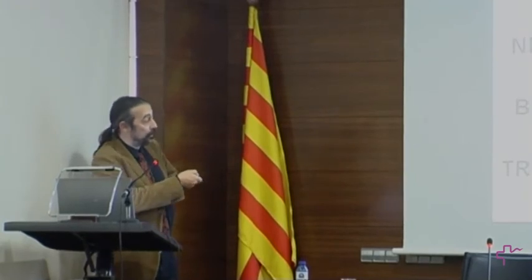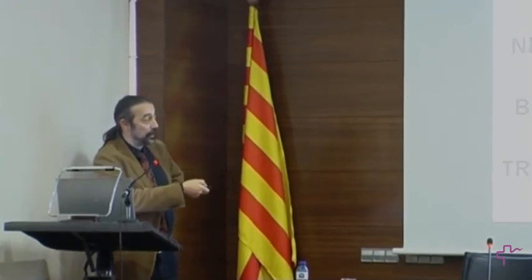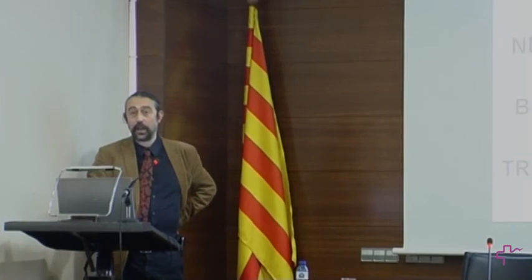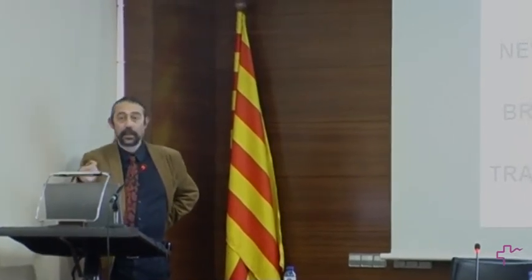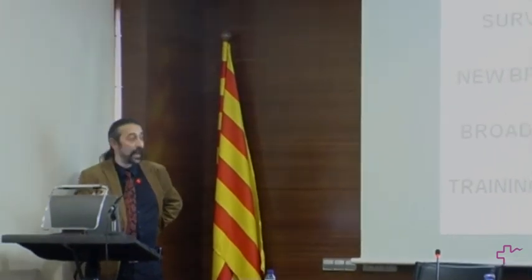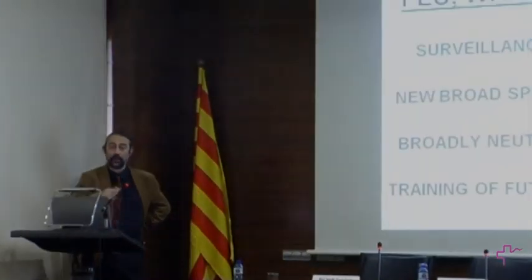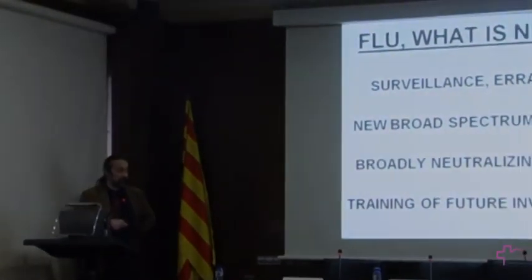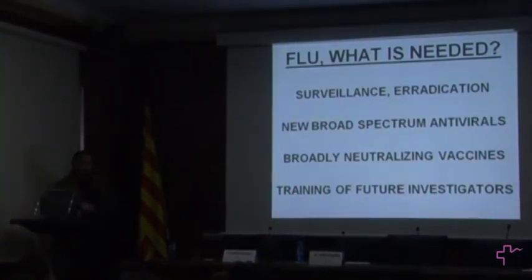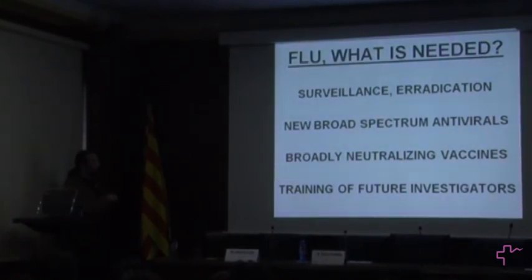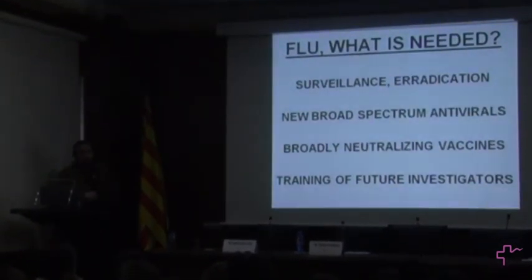And vaccines, as I mentioned, we need broadly neutralizing vaccines. We don't have time to prepare a vaccine that will be able to protect us against a pandemic influenza virus. And we cannot stockpile every potential vaccine against every potential influenza virus, because we don't know which one is going to cause the pandemic. So we need better vaccines that induce broadly neutralizing responses that will be able to prevent not only antigenic drift, but also antigenic shift.